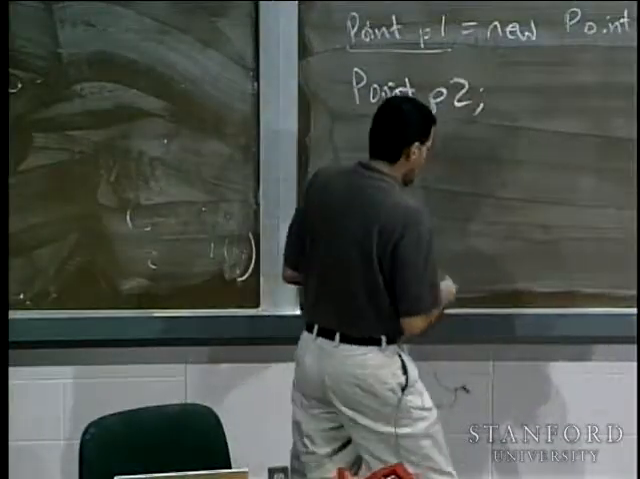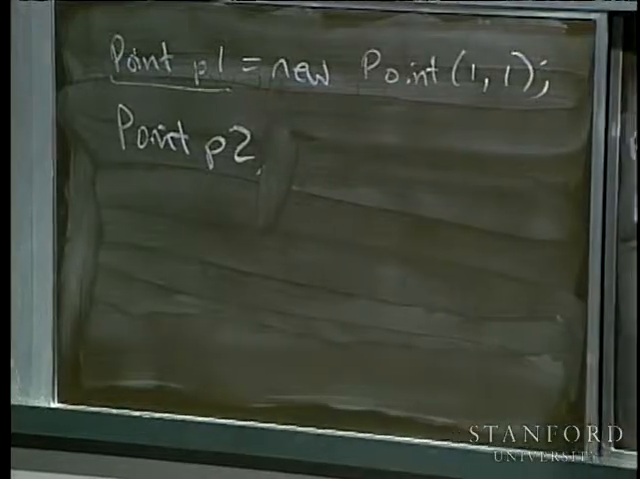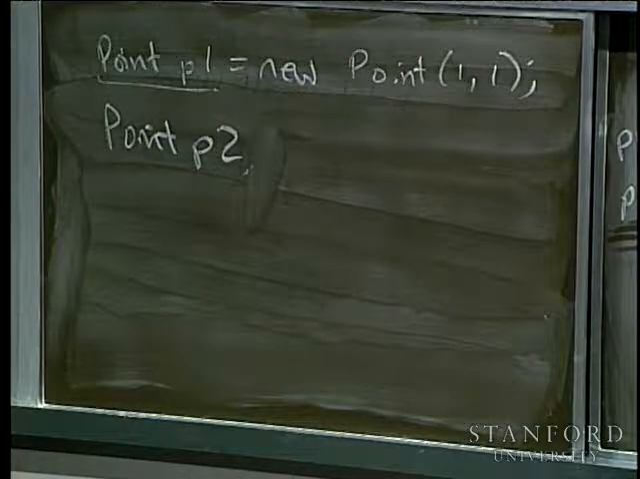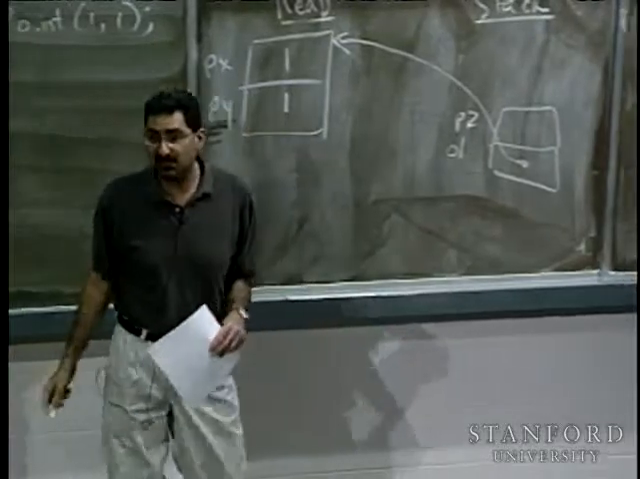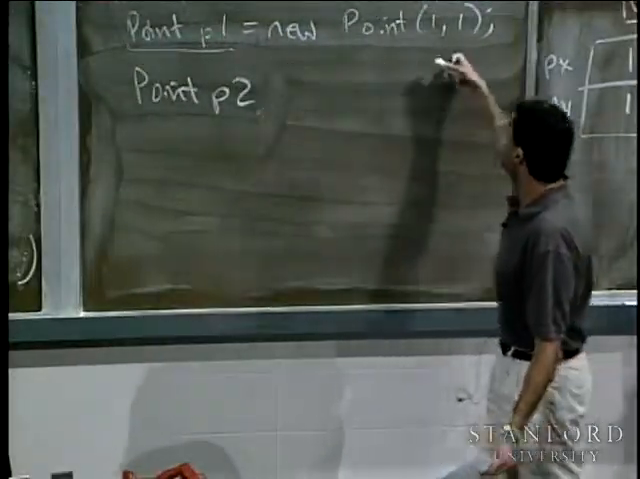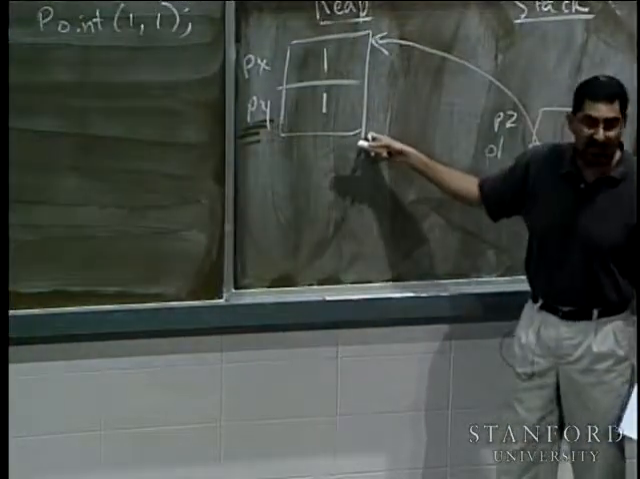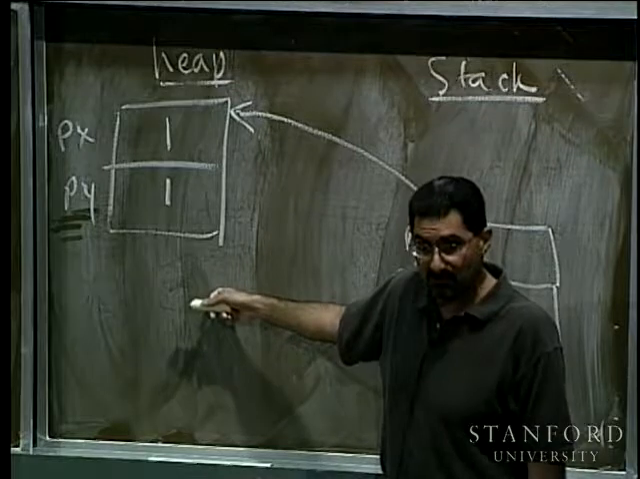So now if we do point P2, actually let me not put the semicolon on yet. If we do point P2, what we get is on the stack, we get some new space set aside for P2. And again, its beginning value is unknown. Now we have a couple options. One thing we could do is say new point and give it some x y location, in which case we'll get a new point on the heap, and P2 will point to that new point.